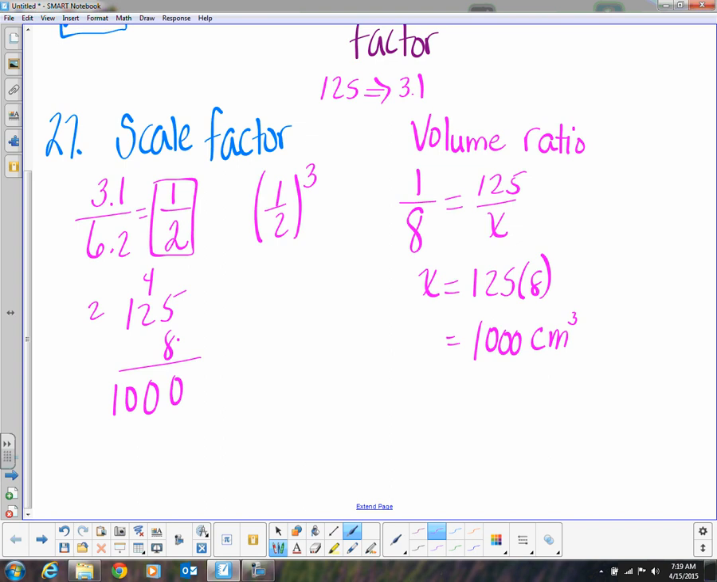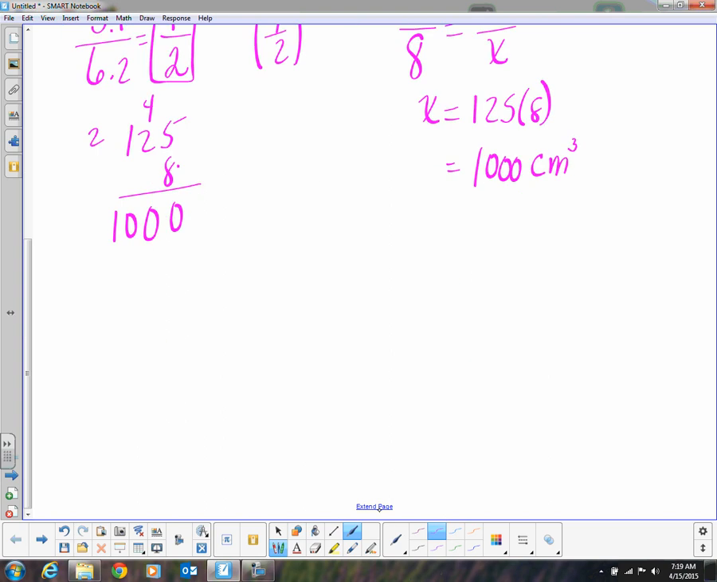All right, Becky, what was your question? 16. Where's 16? All right. So it says the two figures, whatever they may be, are similar. And they have told us that this is 16, surface area of one is 192, and the surface area of the other is 1728.